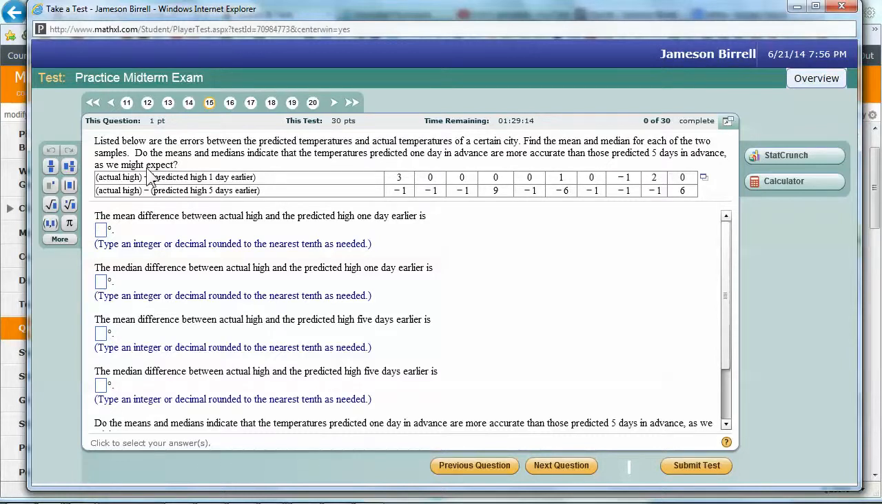Yes, we do expect that if you're predicting only 1 day in advance, you'd be more accurate because you'd have more recent data than if you're predicting 5 days in advance, because you wouldn't have as much of the, what's the right word, meteorological data that has come in. So let's go ahead and run them.